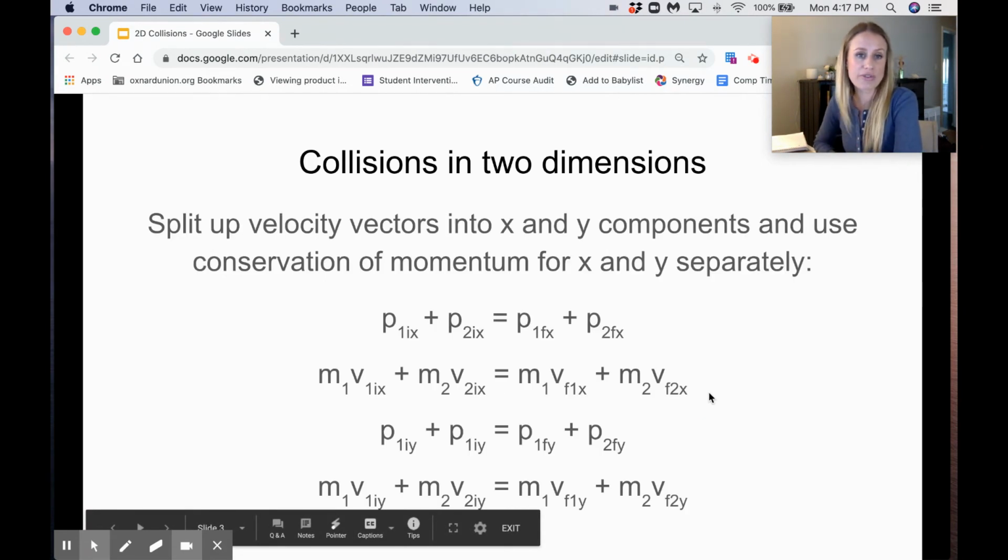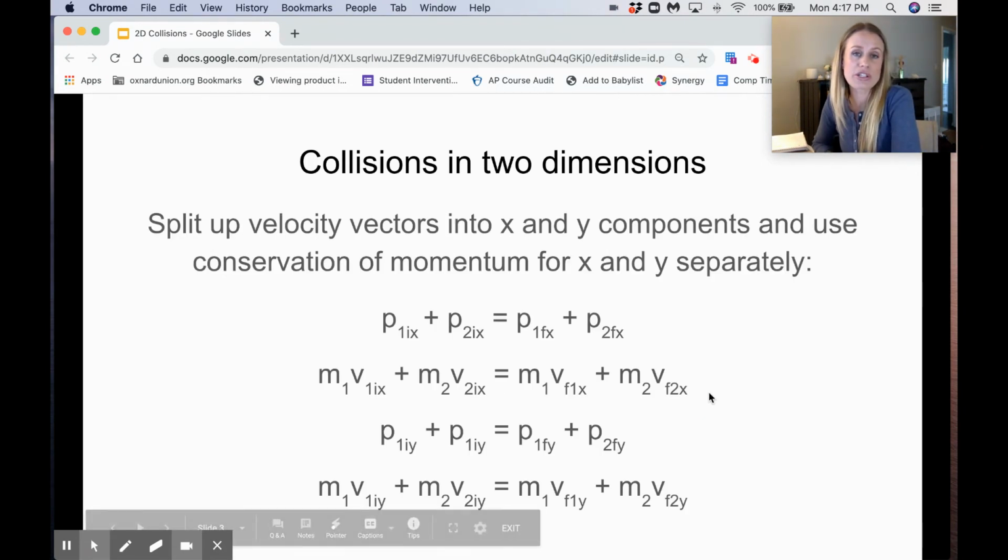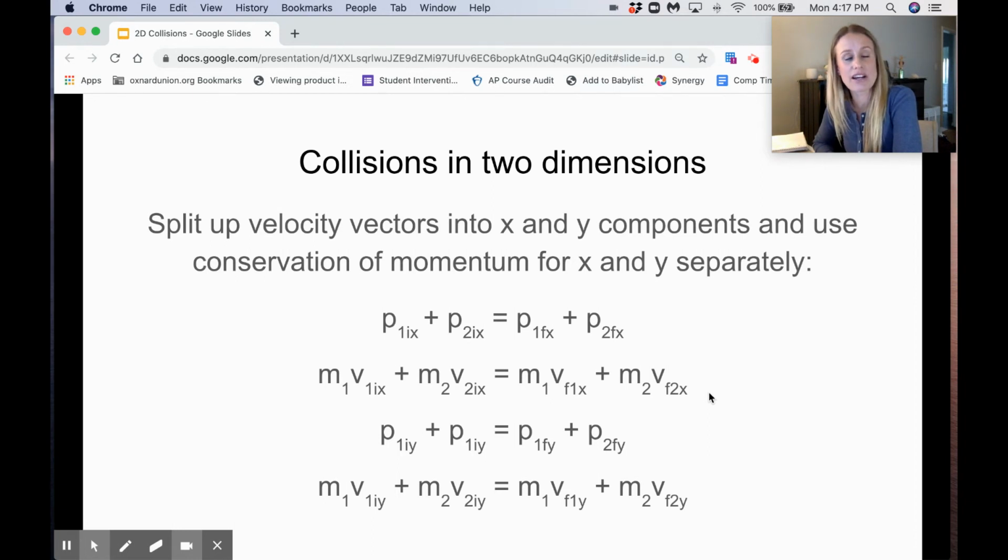So what we do for these problems is split up the velocity vectors into X and Y components and then use conservation of momentum for X and Y separately. So we can see here that we have a conservation of momentum in the X direction. So momentum initial of object 1 plus momentum initial in the X direction of object 2 equals momentum final of object 1 in the X direction plus momentum final of object 2 in the X direction.